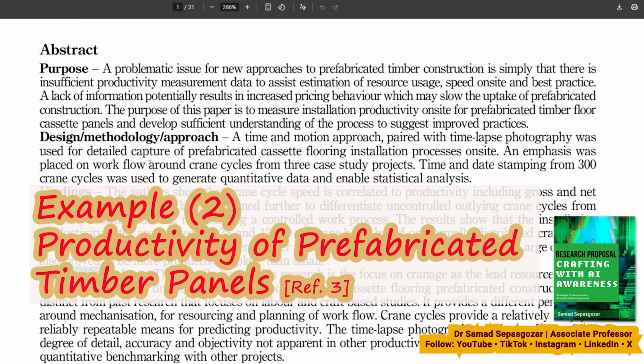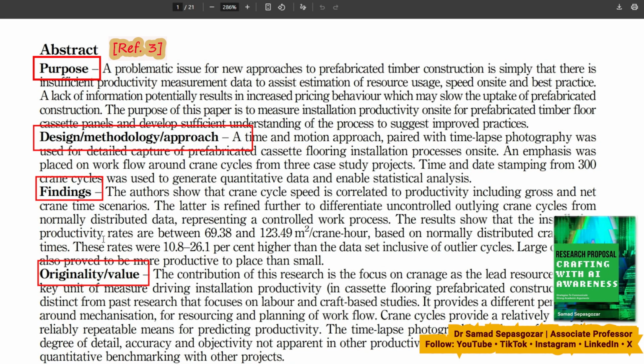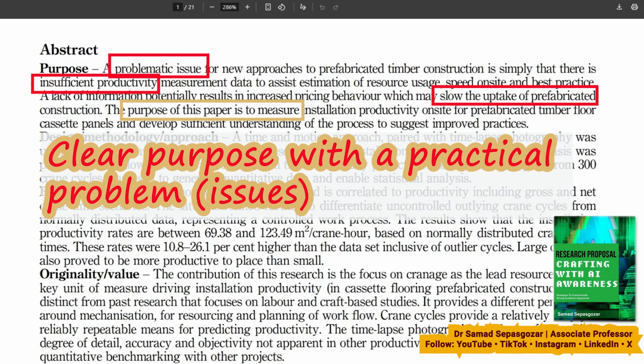So the second example is a paper about productivity of prefabricated timber panels. This is the abstract of the second paper, and it's very balanced. So you have different components: purpose, methodology, findings, originality. It has a clear aim with a practical problem. It says exactly what the problem is, what is slow. The abstract states the real issue: lack of productivity.